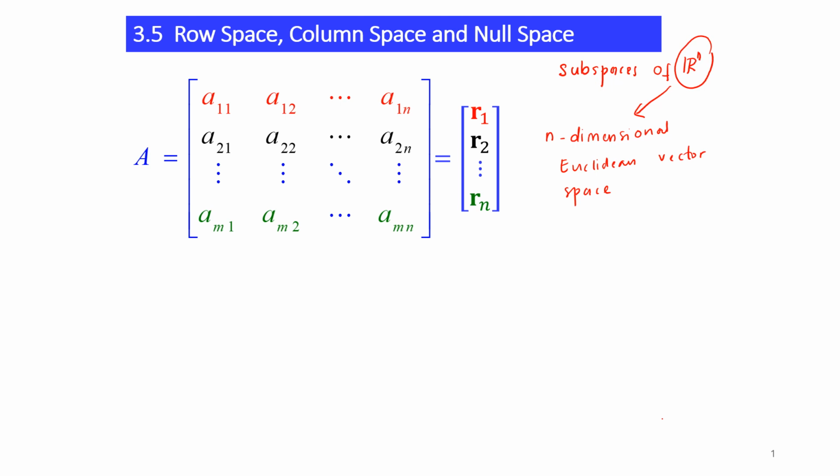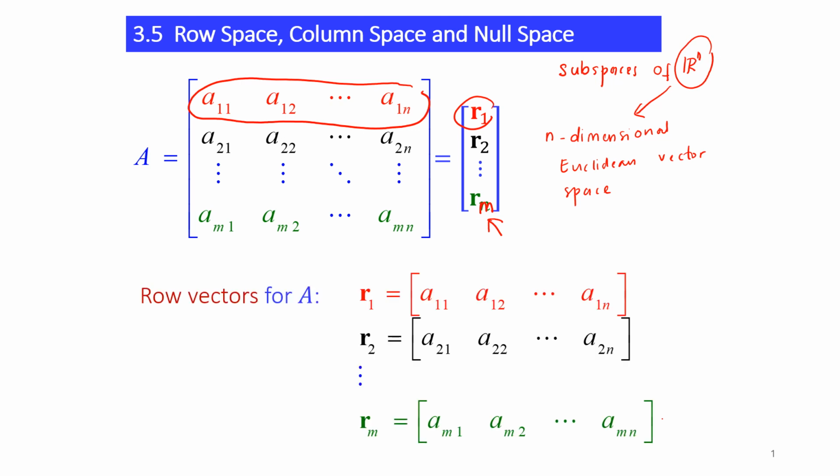As you can see from this equation, on our right hand side, we write A in terms of R1, R2 up to Rm. It's supposed to be Rm here. R1 is a row vector, the first row vector, corresponding to the first row. Then R2 corresponds to the second row, and so on up to the m-th row, where row vector Rm corresponds to row m. So since the size of A is m times n, we have m row vectors.